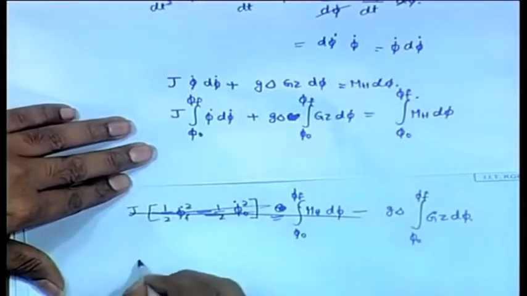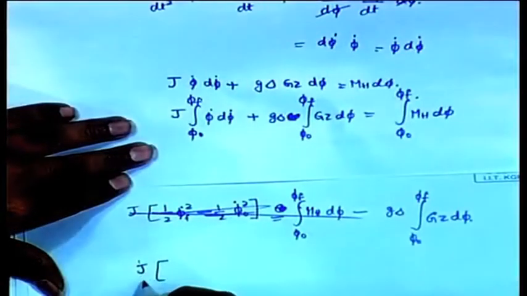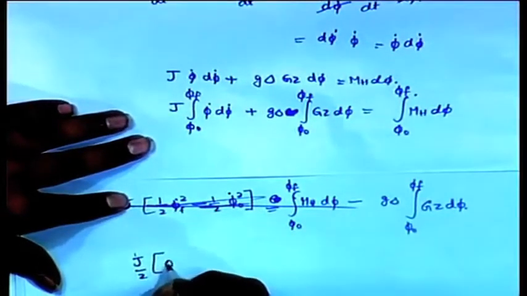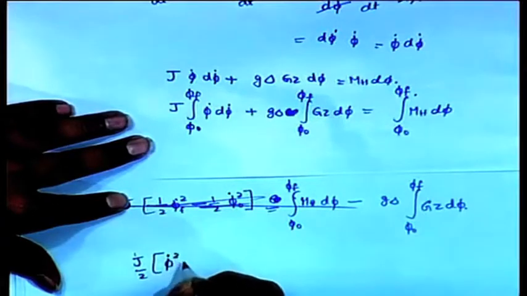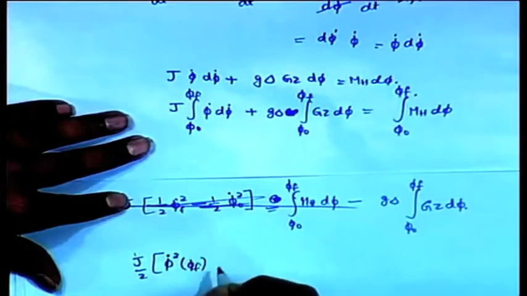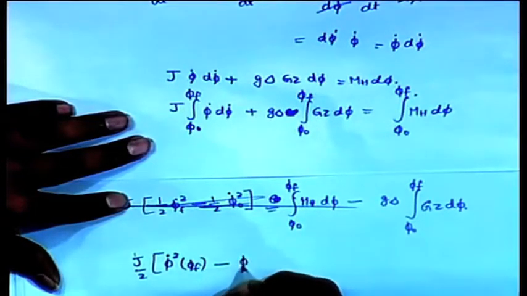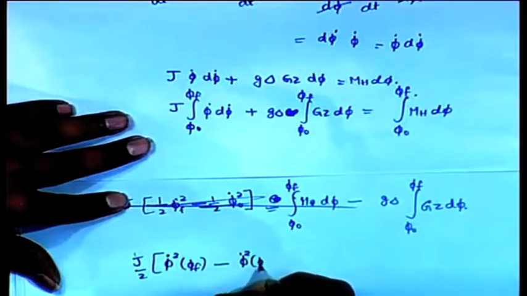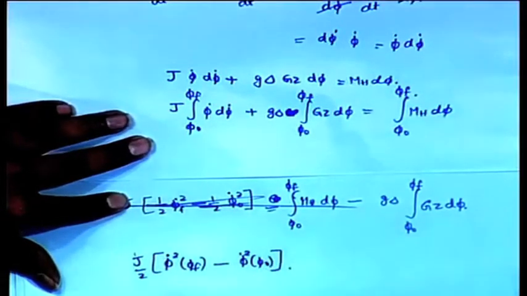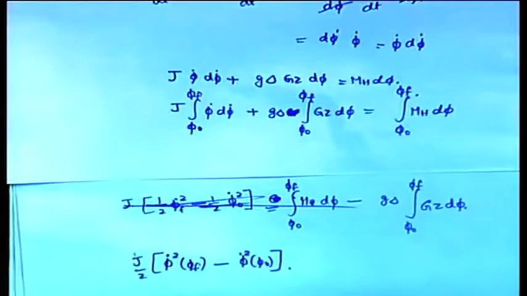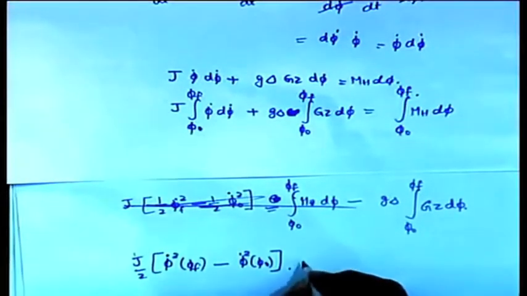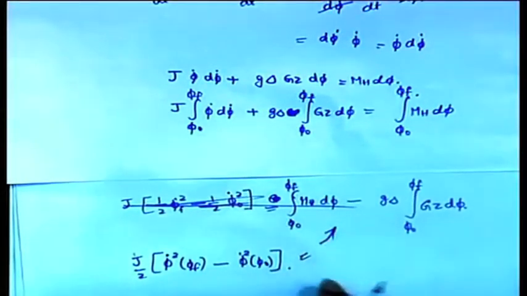Okay, on the left side I'll write again J by 2 into phi dot squared at phi f, minus phi dot squared at phi 0. Yes, this is the correct way I should write. So, this is equal to the right hand side.